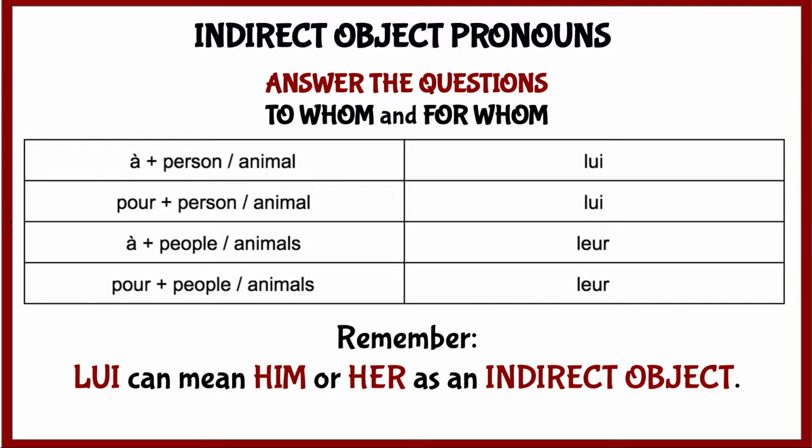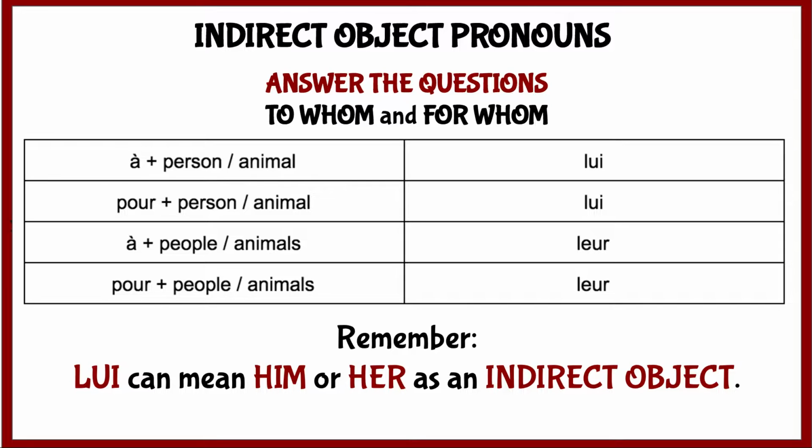So look at the examples I've given you here. Anytime in a French sentence, if you have à followed by a person or an animal, you're going to use lui. So lui can mean him or her as an indirect object. Maybe you've seen other situations in French when lui is only masculine, but not when you want to say him and her. It's always going to be lui. You might also have pour plus a person or an animal, and that's also an indirect object pronoun. So you would use lui. That's answering your questions to whom and for whom. À and pour, to and for.